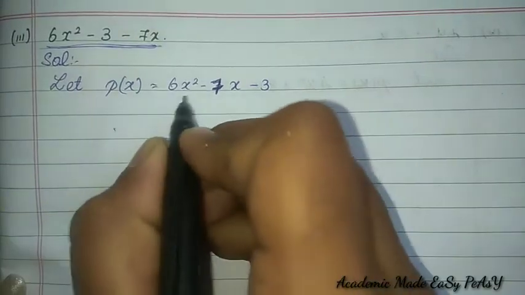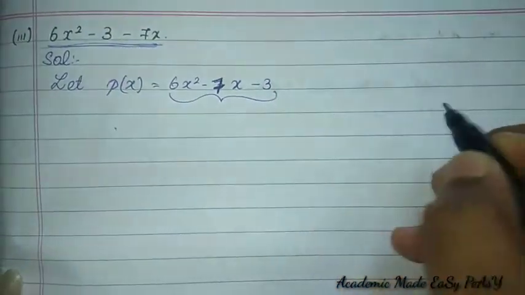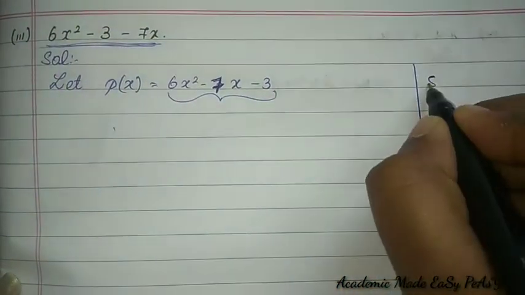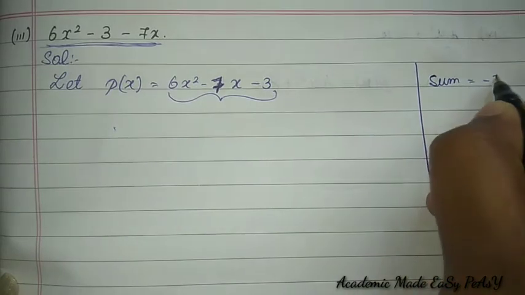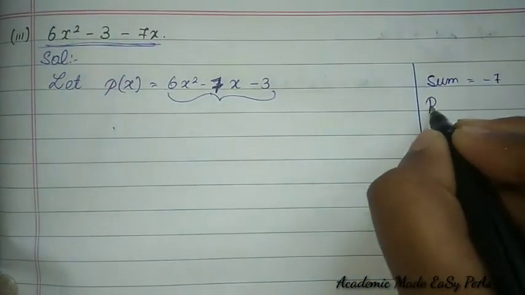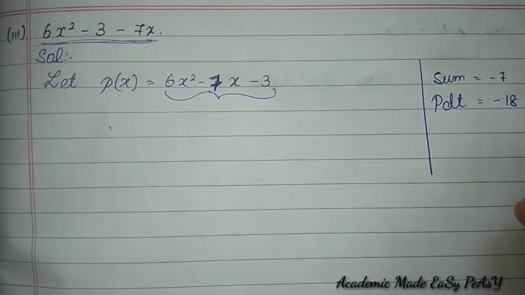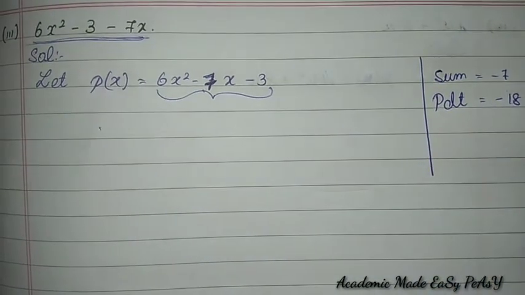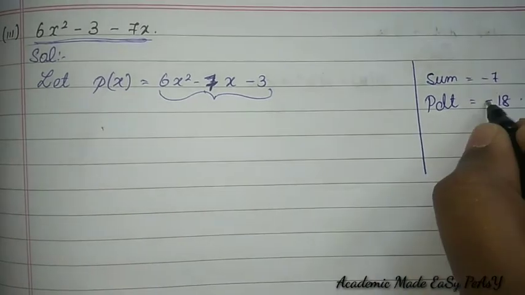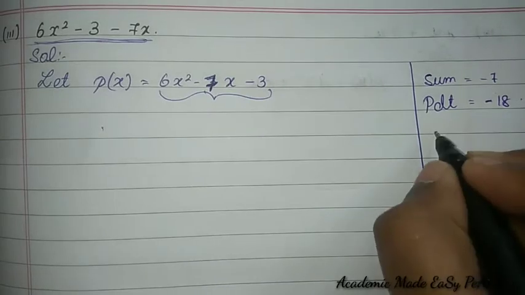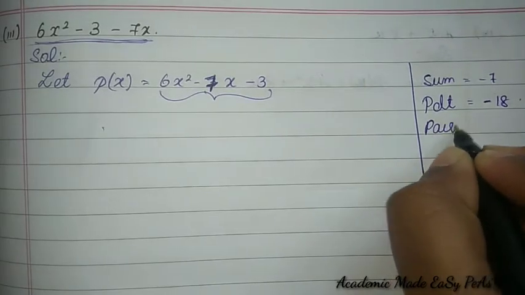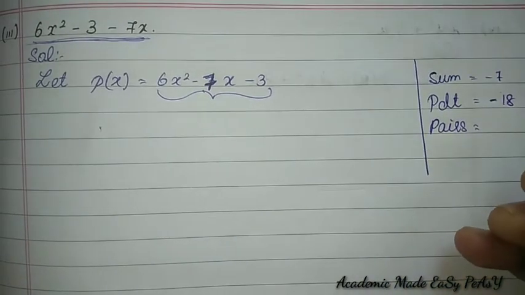So I will be taking the factorization method for this. So what is my sum? Sum is minus 7, and my product is equal to minus 18. So now I have to check what pairs I will get. So I have minus 18 here. So my pairs should be, if I take minus 18, I will not get.